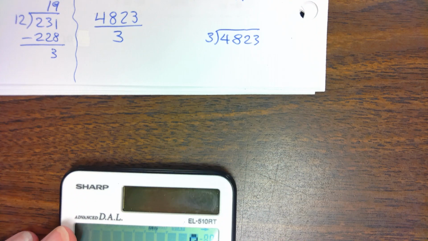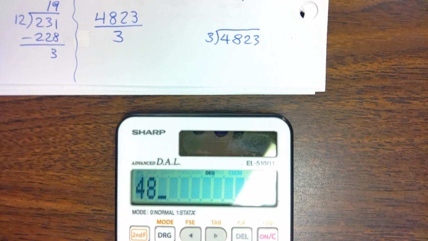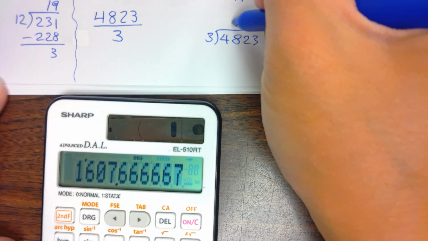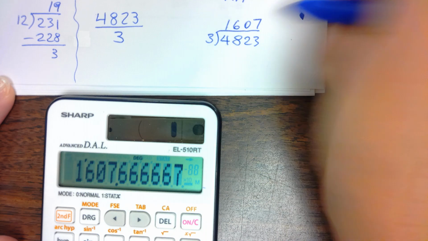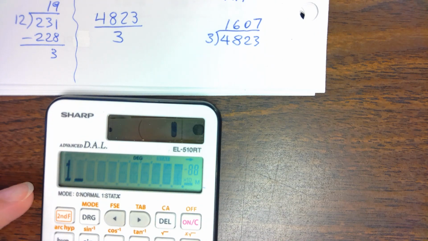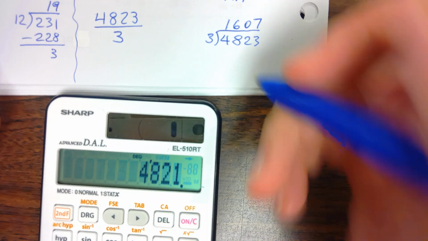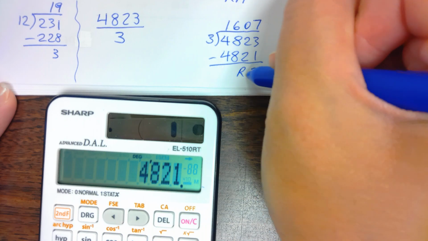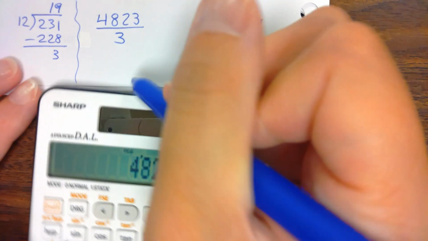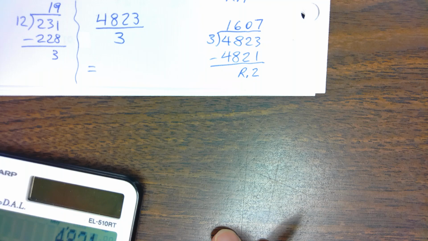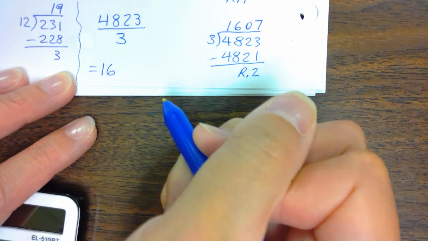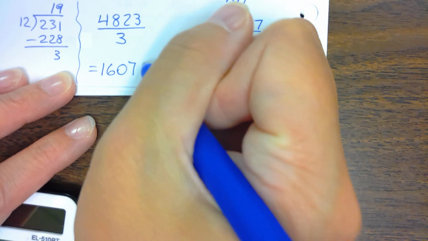Okay. So 4,823 divided by 3. I know it goes in there 1,607 times whole. Okay, so now 1607 times 3, 4821. So I have a remainder of 2. So what's my mixed number? Badar? 4821 with the 2 over 3. No, this is my whole. So 1607 and then 2 over 3.